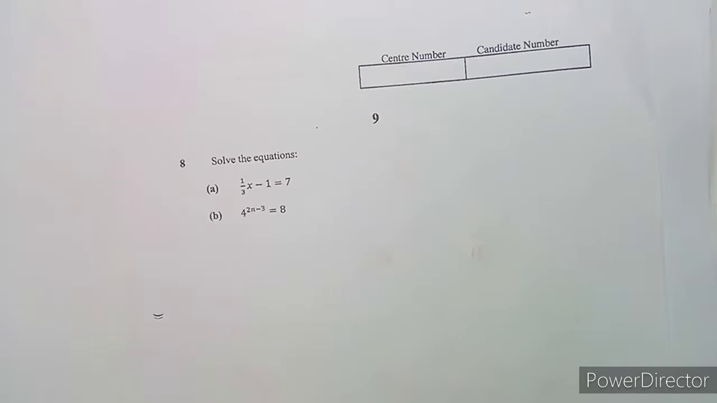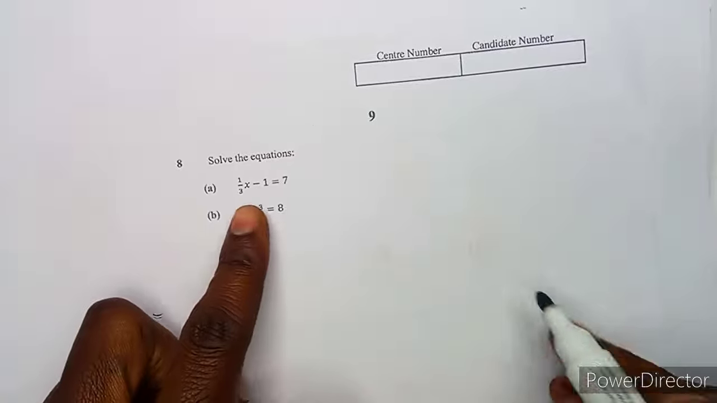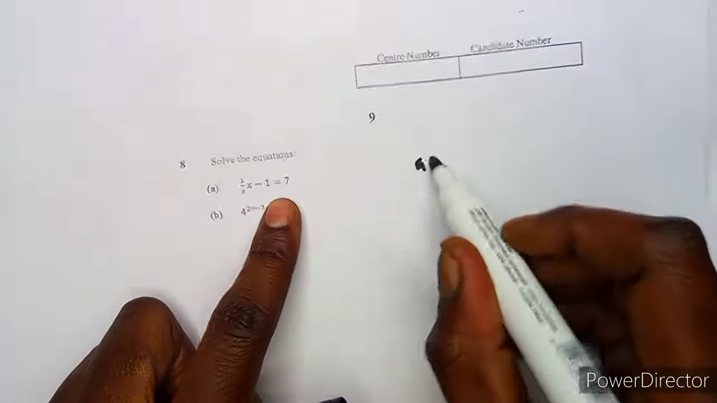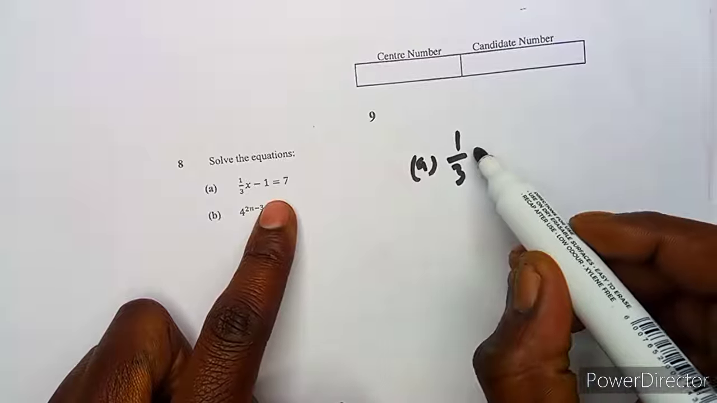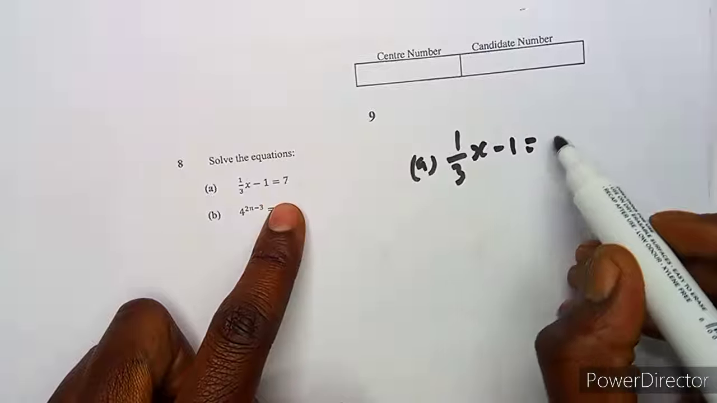On number 8, solve the equations. This issue of just seeing two equations, you think they are simultaneous. These are not simultaneous equations. The first one is a linear equation, which states that a third x minus 1 is equal to 7.